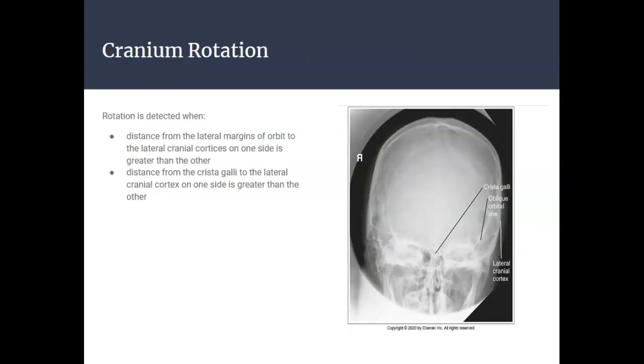When positioning for a PA projection, you want to ensure that there is no rotation in your cranium image. In order to accomplish this, we must position the cranium so that the mid-sagittal plane is perpendicular to the IR. To prevent this rotation, you should take both hands and place them on the sides of the head or the parietal bone and adjust them so that your hands are perpendicular to the IR and yet parallel to each other.